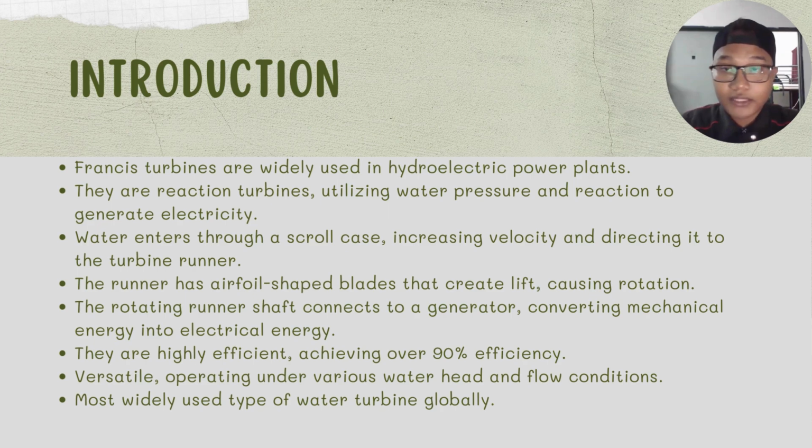Introduction. Francis turbines are widely used in hydroelectric power plants. They are reaction turbines, using water pressure and reaction to generate electricity. Water enters through a scroll case, increasing velocity and directing it to the turbine runner. The runner has foil-shaped blades that create lift, causing rotation. A rotating runner shaft connects to a generator, converting mechanical energy to electrical energy. They are highly efficient, achieving over 90% efficiency.